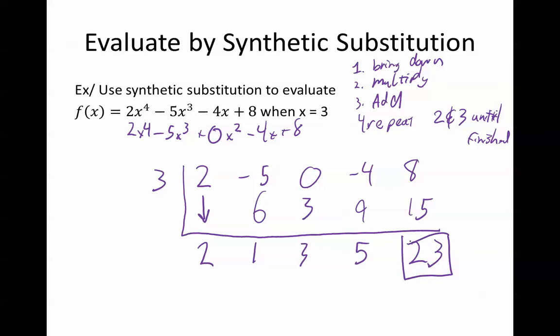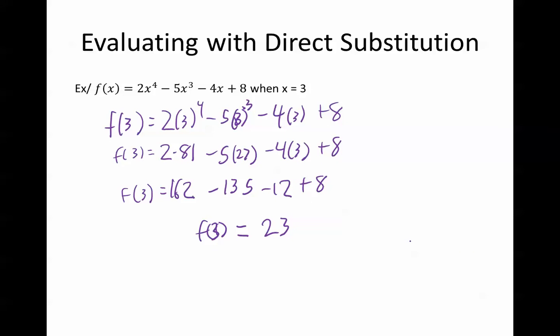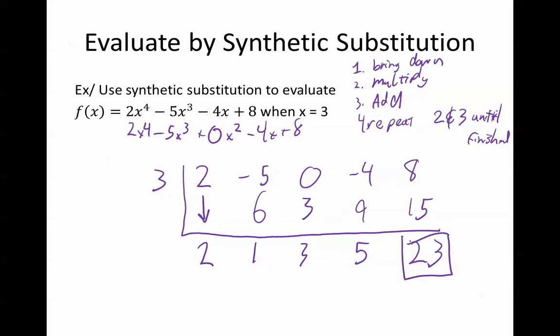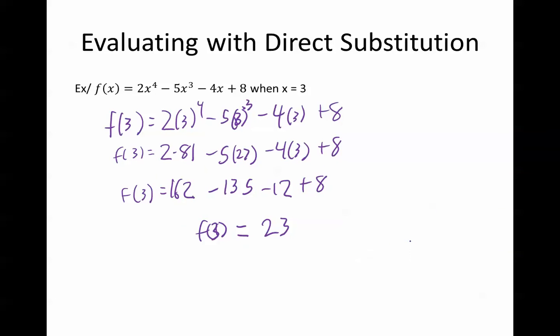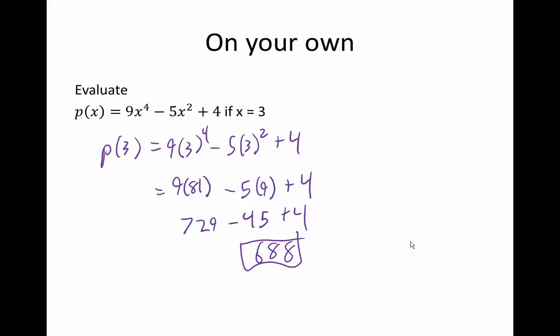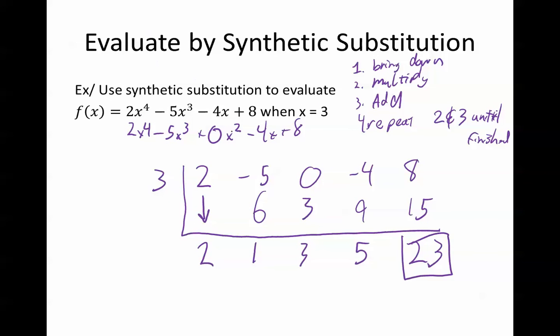And you will notice that if we compare it to the one we did with direct substitution, it is the same solution, right? But we did it significantly faster because we don't have to deal with all of these very large powers. So as long as we write out all of the coefficients correctly, then we can follow this simple multiply, add process and find the value in the end.